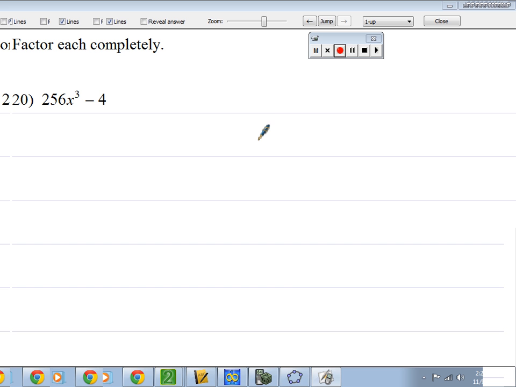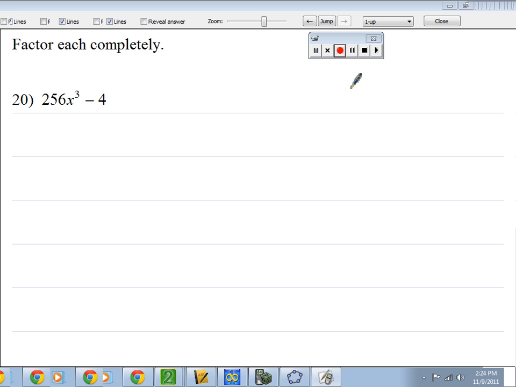Negative 1. Now, you're going to change this problem and make it look like this. Are you going to use the sum of cubes or the difference of cubes? Why are you going to use difference? Because it's a subtract. Now, look on your pink paper. Difference of cubes. Let's find the general case. Difference of two cubes is what?